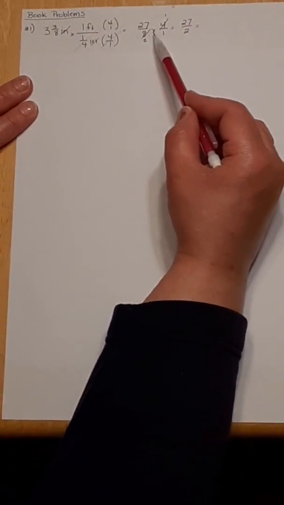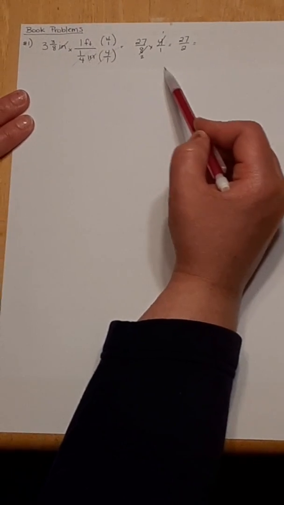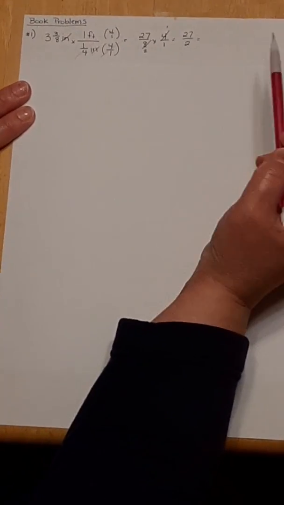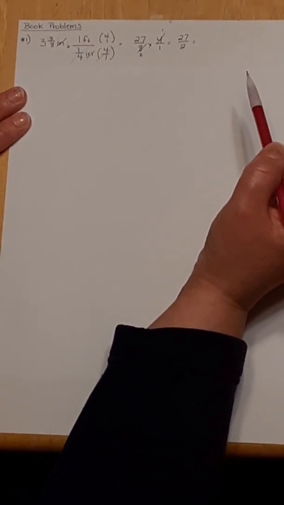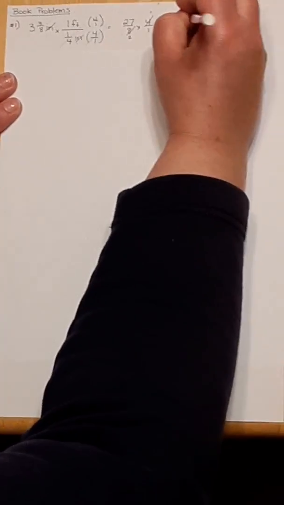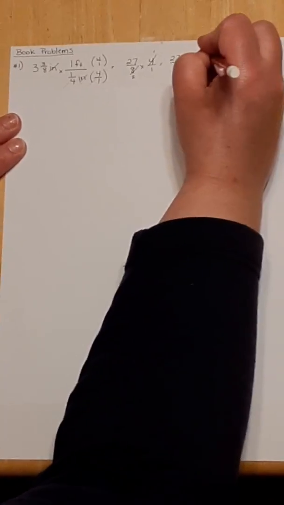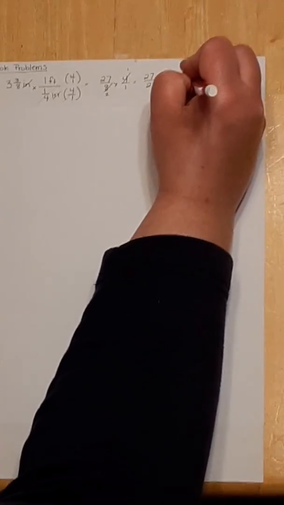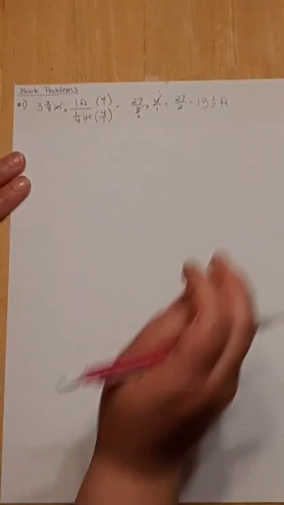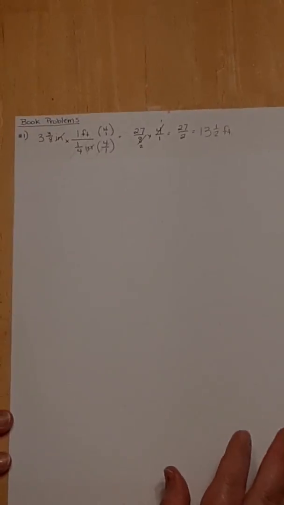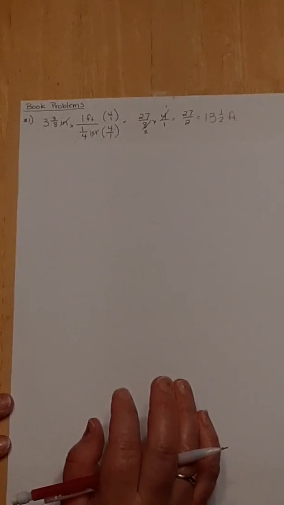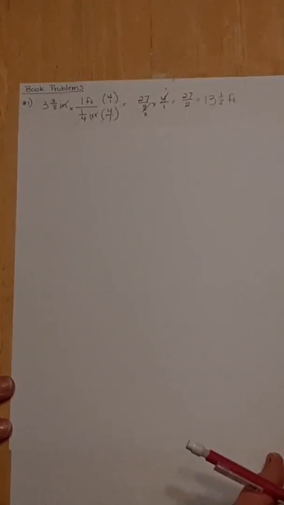Reduce my fraction here so I can multiply a little bit easier, and I end up with 27 over 2. 27 over 2 ends up being 13 and 1/2, and I'm in feet now. Okay, so 1 through 4 are going to be exactly like that. Now we're going to go ahead and look at number 5.